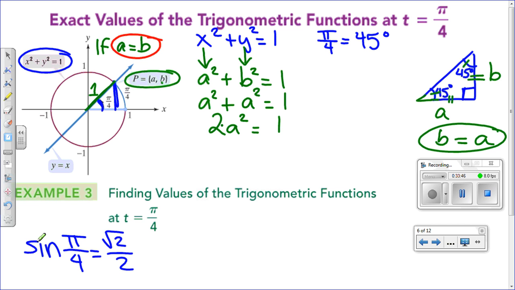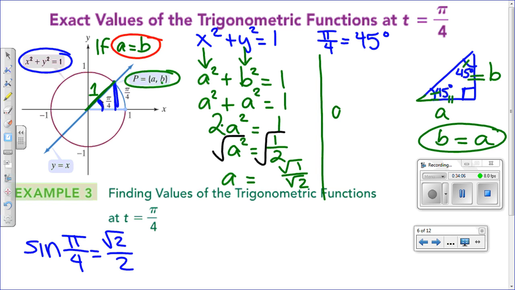Now, we're going to solve for A. First of all, what's the 2 doing to A? Multiplying. So we need to divide. 1 over 2. And then square root both sides. So that will be A equals square root of 1 over the square root of 2. So then A is equal to 1 over the square root of 2. However, we need to rationalize, right? So it becomes square root of 2 over 2.